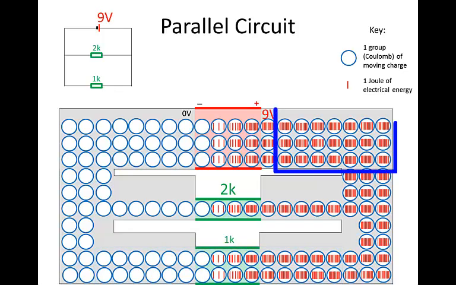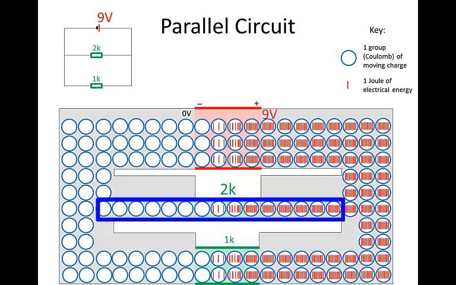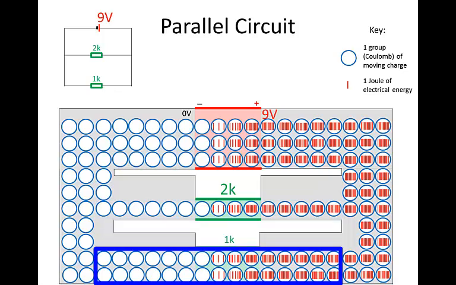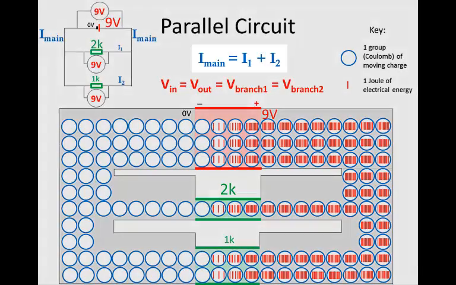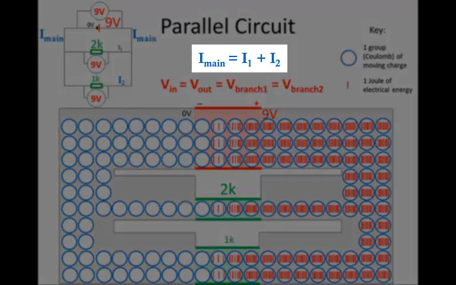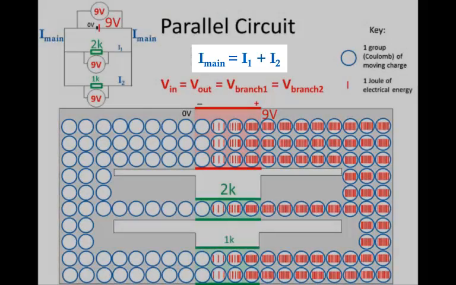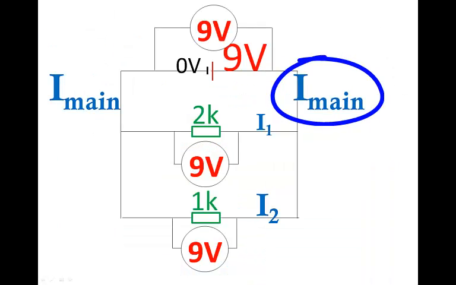I've shown that by there being 3 rows of charge in the main part of the circuit, and then that splits. 1 row goes through the 2K resistor and 2 rows go through the 1K resistor. So double as many go through the 1K because it's double as easy. And then they join again in the main part of the circuit to go back together into the cell at the negative terminal. And we can write that in an equation. I main equals I1 plus I2. I stands for current strength. The current strength in the main part of the circuit splits into branch 1 and branch 2.